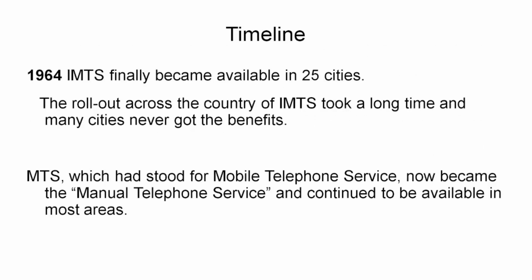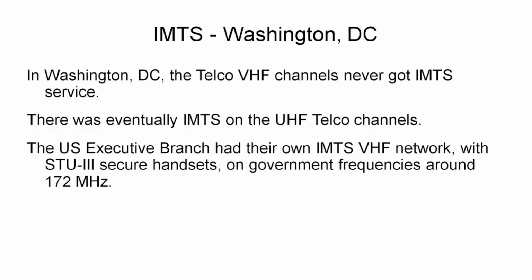In 1964, IMTS finally became available in 25 cities. The rollout across the country of IMTS took a long time, and many cities never got the benefits of IMTS before cellular came in. MTS, which had stood for the mobile telephone service, now became the manual telephone service and continued to be available in many areas. In Washington, D.C., the telco VHF channels never got IMTS service, although there was IMTS service on some UHF telco channels. The U.S. executive branch had their own IMTS VHF system, complete with STU-3 secure telephone units on government frequencies around 172 megahertz.